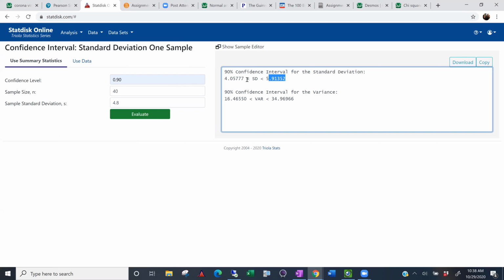Now there's something below. I've actually got two confidence intervals. What do you think the second one is? The variance. Yeah, that's the confidence interval for the variance. How do you go from the standard deviation to the variance? Do you remember? Square root. Yeah, square or square root, depending on which direction you're going. If you're going from standard deviation to variance, you can square this. And you can kind of see that, right? If you square 4 something, you're going to get 16 something.